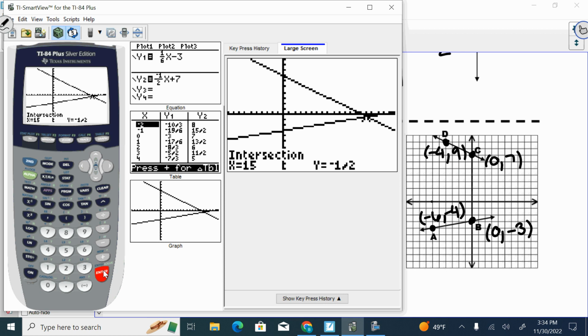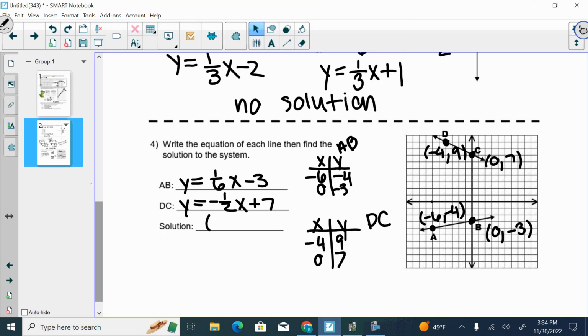And where does it look like those intersect at? What does it tell us? 15, and right. Very good. 15 and negative 0.5 or negative 1/2. Very good. So, if you put them in y1 and y2, your calculator can tell you the coordinate point for you so that you don't have to try and continue your graph off the edge and figure out where they cross.